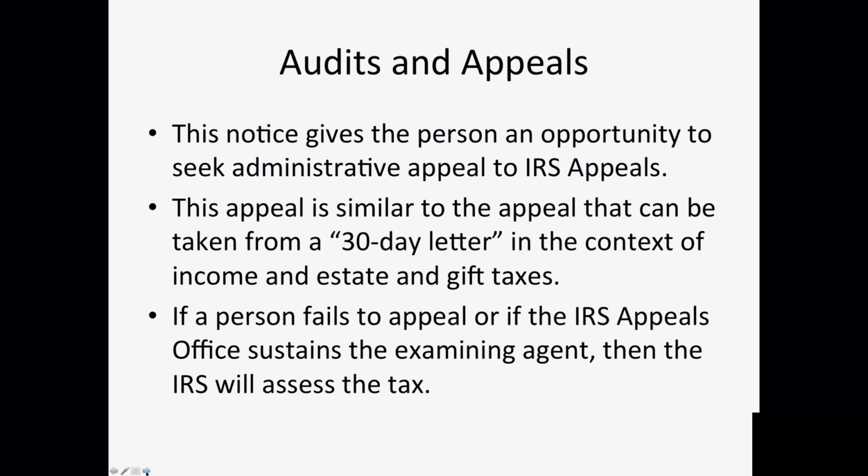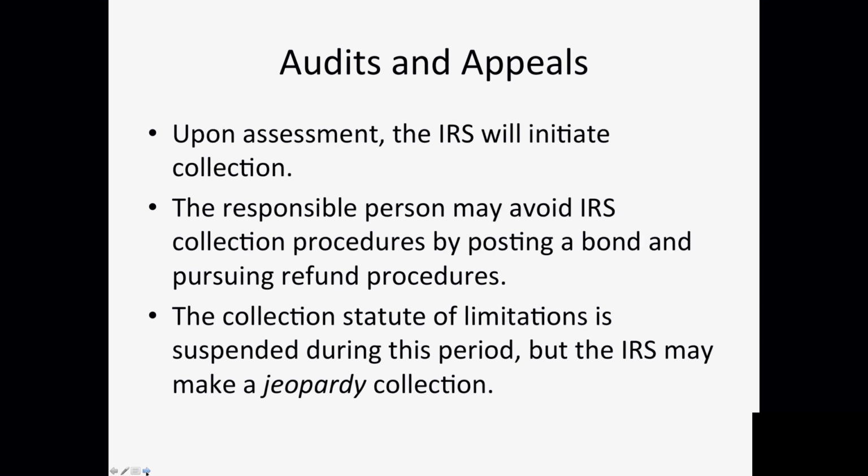The notice gives a person an opportunity to seek administrative appeal to the appeals section of the IRS. It's similar to the appeal that can be taken from a 30-day letter or a revenue agent's letter in the context of income and estate and gift taxes. If a person fails to appeal, or if the IRS appeals office sustains the examining agent, then the IRS will assess the tax. After assessment, the IRS initiates collection.